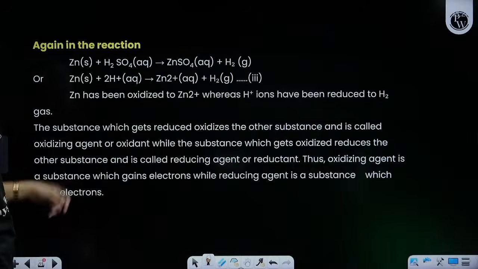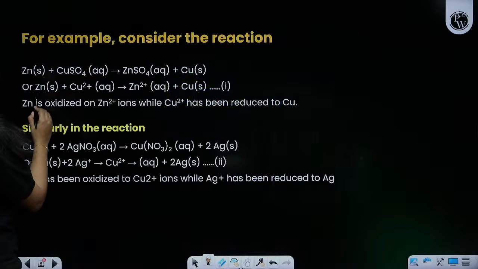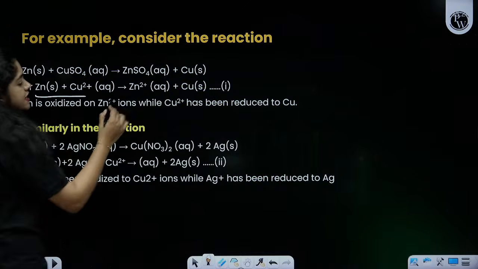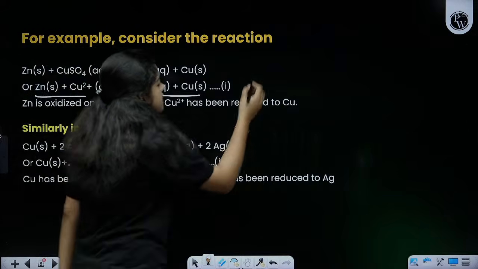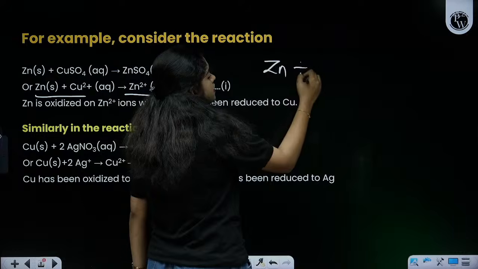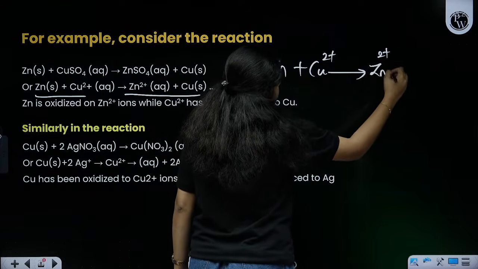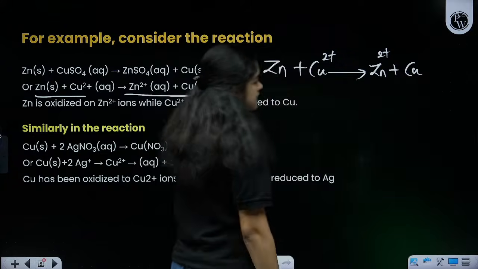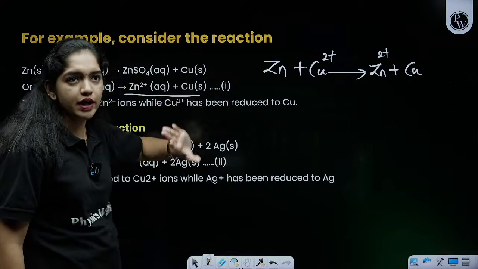So, this reaction we can write like: zinc plus Cu2+ gives Zn2+ plus Cu. That means just remove the SO4, and we can write zinc, copper 2+. What happened to the zinc? Zinc changes into zinc 2+, plus copper. So this is the reaction. It can be rewritten like this also. That is also possible. Okay, same thing.